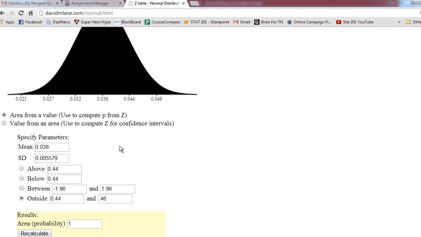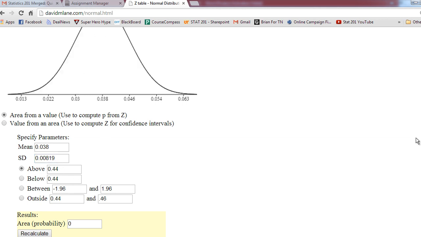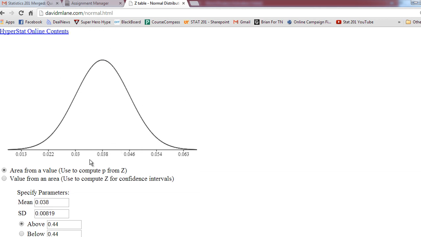Then we need to do the second square root, second answer, and we get 0.00819. Now we have the distribution. Here is our distribution, and it's very tight around this. The standard deviation is very small. We need to find some value to test now.